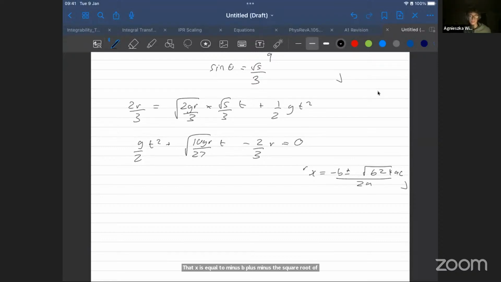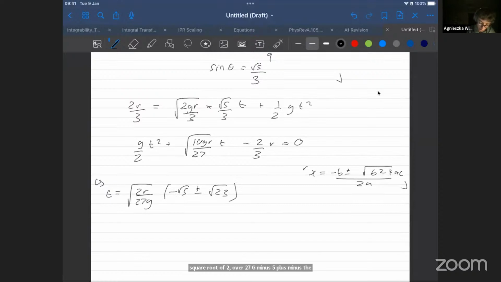And again, like in the PAT, you do have the calculator in the PAT. However, this is all written in variables, r and g. You know what g is, but you don't know what r is. So you have to use the quadratic formula here instead of just putting it into your calculator. And if you solve this, you get that t is equal to the square root of 2r over 27g times minus 5 plus or minus the square root of 23.